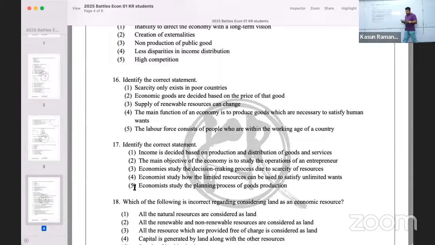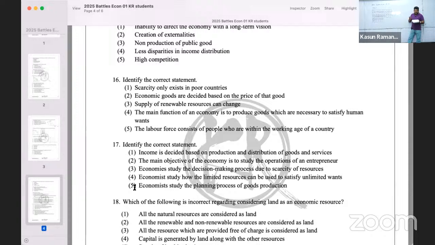17, identify the correct statement. This is very easy, therefore I'm not going to discuss every question. You can see the correct statement as the fourth one. Economics studies how limited resources can be used to satisfy unlimited human wants. The fundamental problem to solve in economics is scarcity. They're talking about that. Therefore, the fourth one is the answer for question number 17.